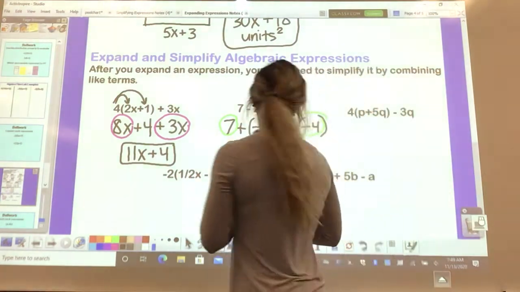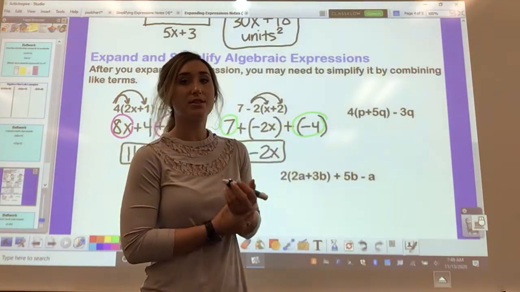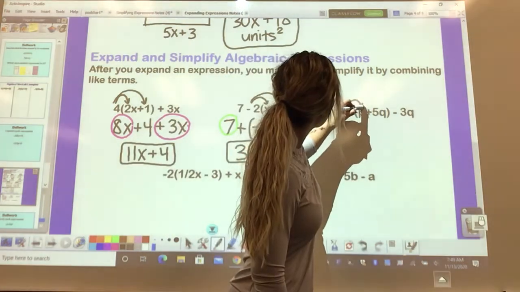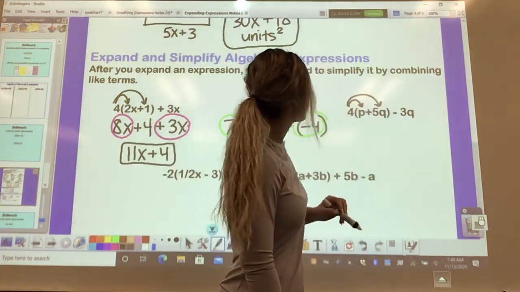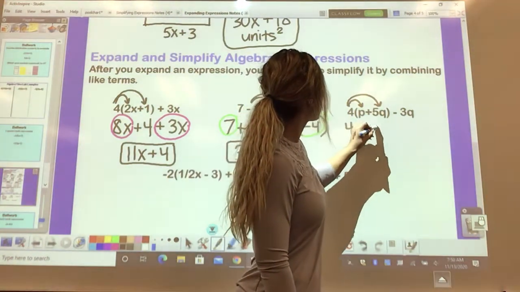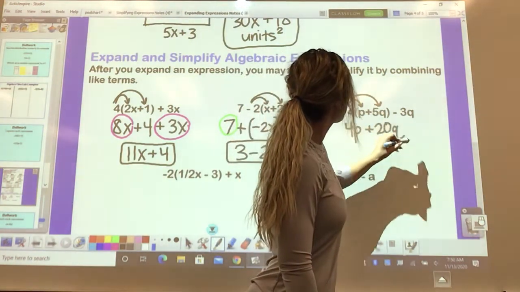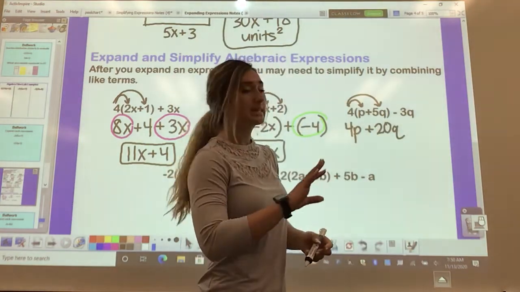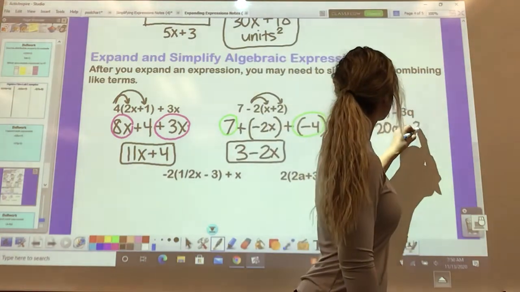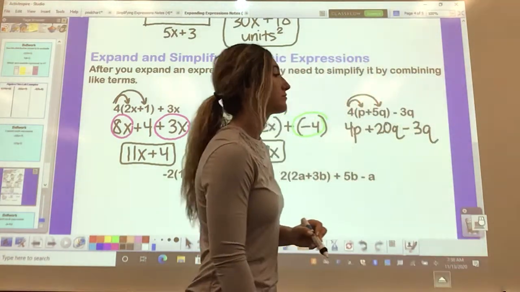All right, let's go on to this next example. Again, start with the expanding, start with the multiplication. So 4 times p and 4 times 5q. You get 4p plus 20q. And then again, that minus 3q is outside of the parentheses. You don't want to distribute into that. So we'll just leave that as minus 3q.